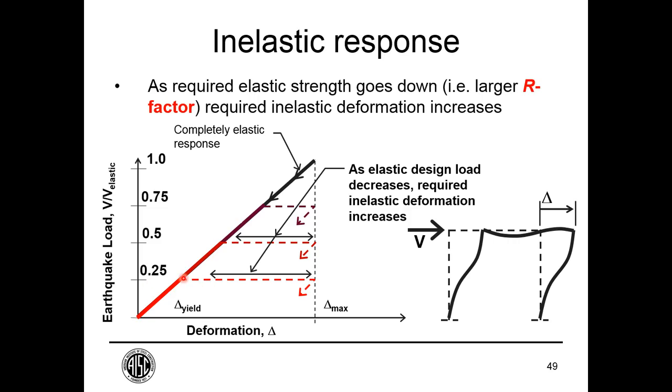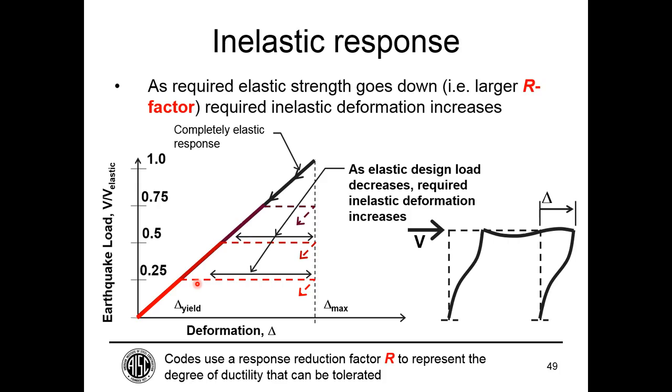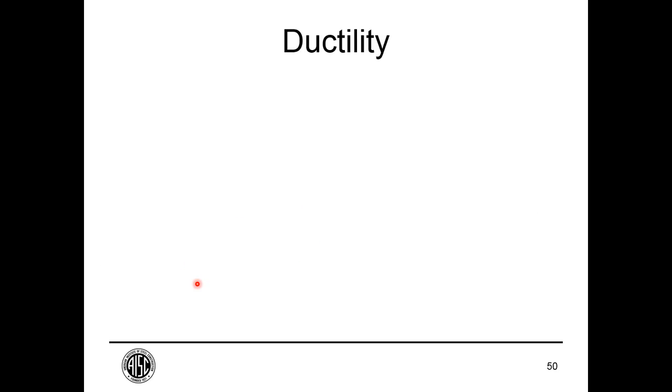So there are two components to the R factor. One is ductility and the other is overstrength. We're focusing on ductility. So a ductility factor of 4 might correspond to something like an R of 6 to R of 8. And that means that there's a fair amount of inelastic displacement the frame has to go through. And that R factor reflects the ductility that can be tolerated.